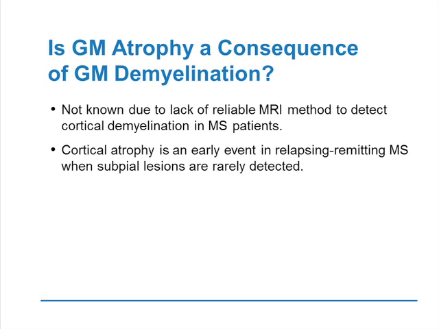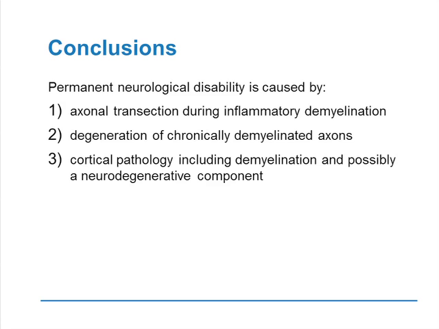So the second question would be, is gray matter atrophy a consequence of gray matter demyelination? And we don't know that either because we don't have a reliable MR method to detect cortical demyelination in MS brains. There is data, however, that suggests that cortical atrophy is an early event in relapsing remitting MS patients when subpial lesions are rarely detected.